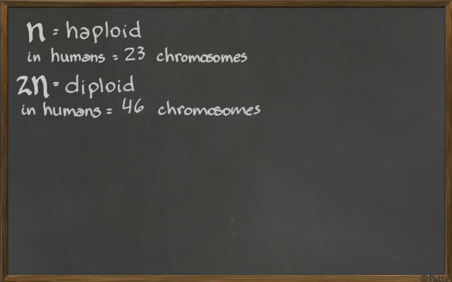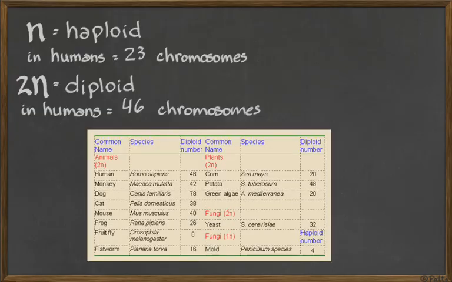So we are going to be using from now on haploid and diploid to represent N and 2N, depending on whether you have the number of chromosomes that's doubled in an adult cell, for example, in humans that's 46, or if you have a cell with only half the number of chromosomes that you typically have in an adult.